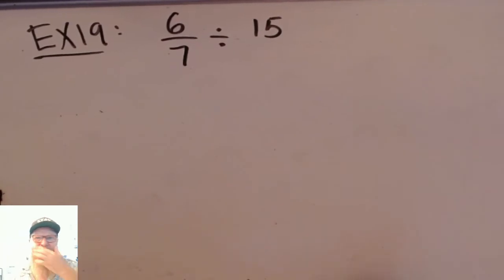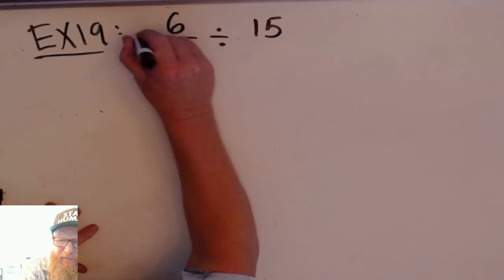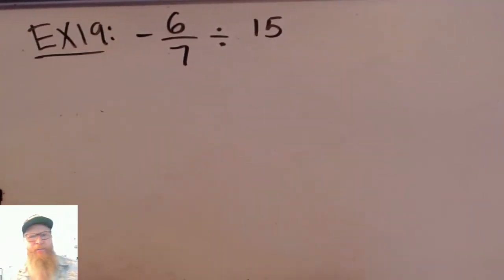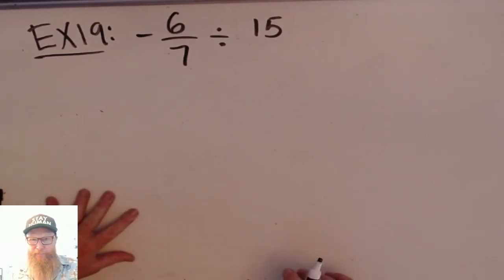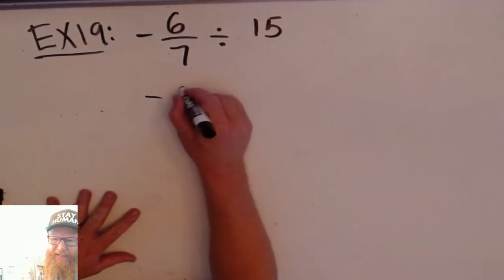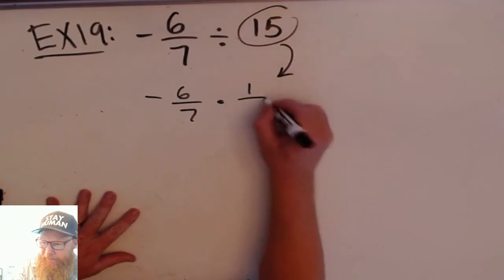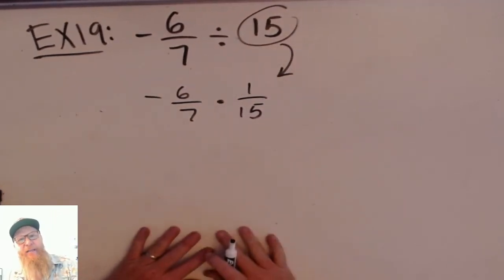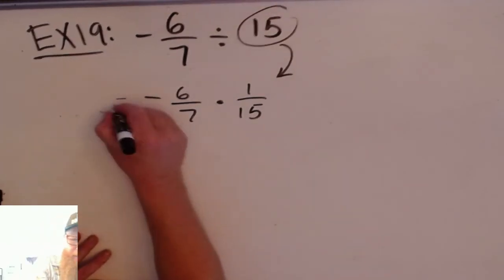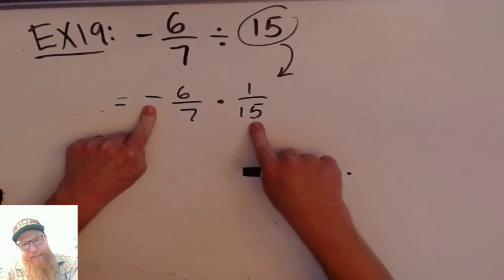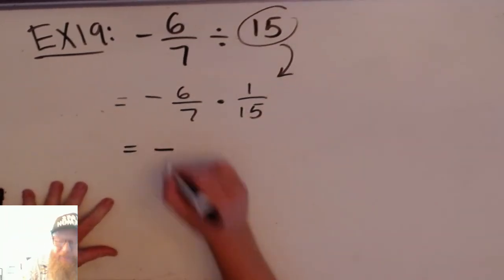Okay, 6/7 divided by 15. Let's make it a negative. I want to get one of the negatives done now. I notice we're getting really close to the end here, so get some negatives done. All right, so that would be negative 6/7 times the reciprocal of 15, which is 1/15. It's a negative times a positive, so I know the answer is going to be negative.